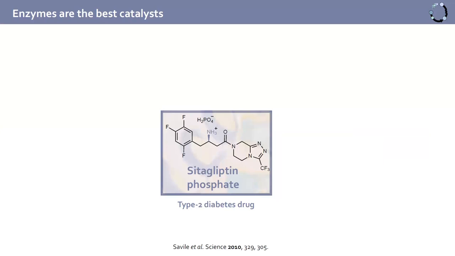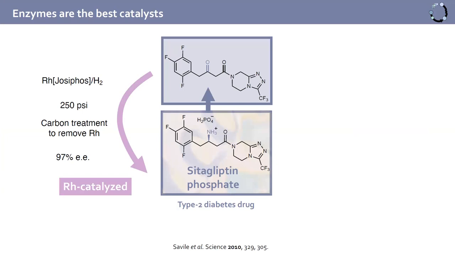I think this is like the example that changed the biocatalysis field. The drug here that you see is sitagliptin phosphate. That is a drug that is used to treat type 2 diabetes. And the way this drug was synthesized was from the corresponding D ketone. And they used a rhodium catalyst that required high pressures and several purification steps to finally get the chiral amine in 97% enantiomeric excess.